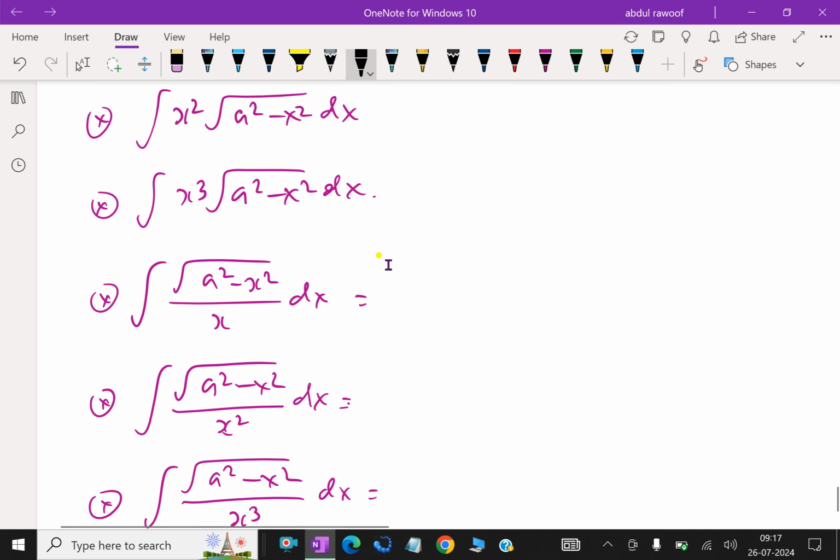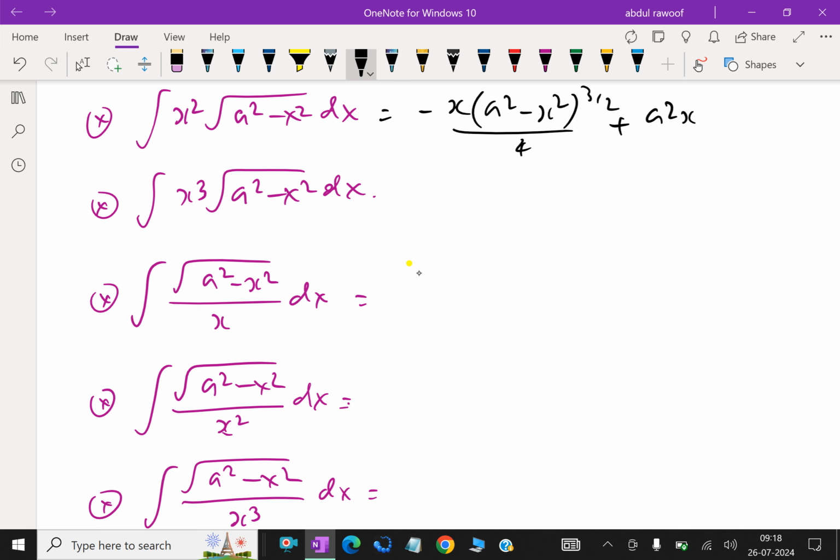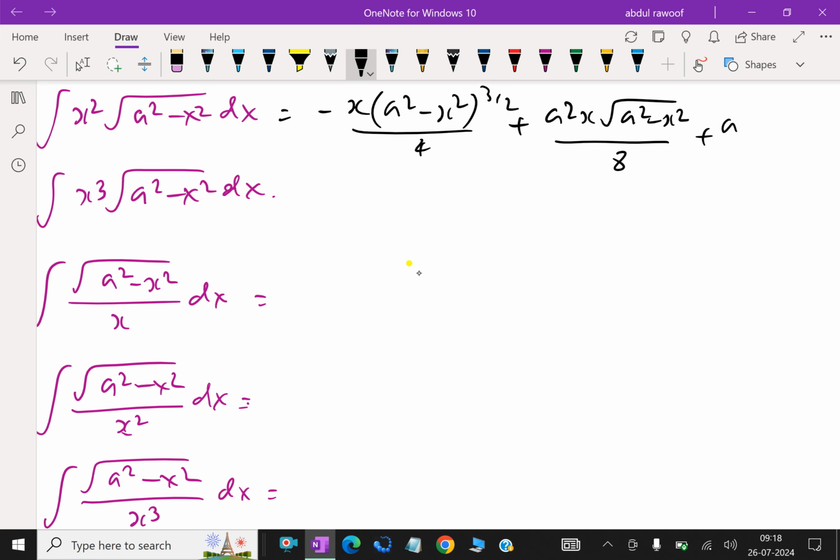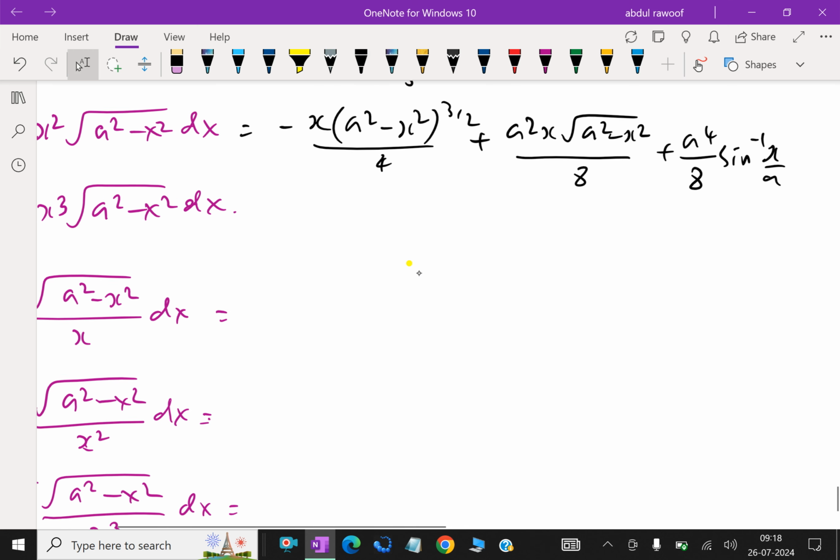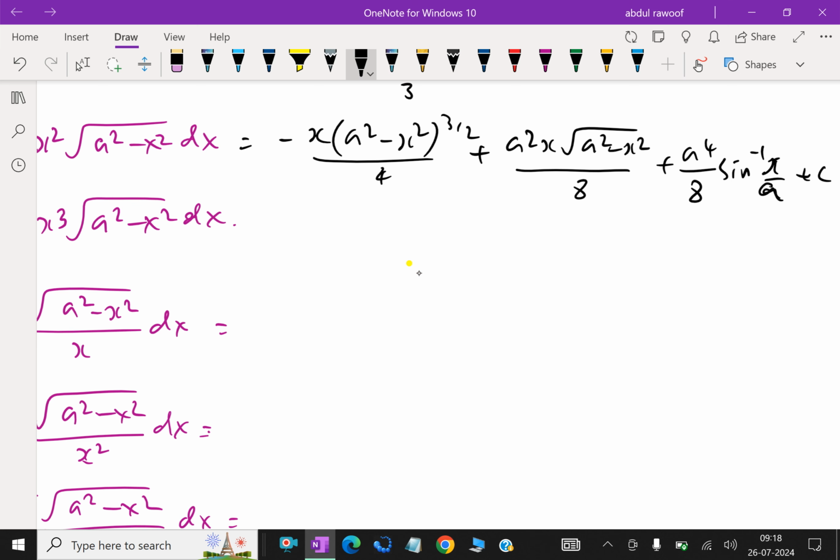Next one, integral x square into square root of a square minus x square dx. For this, minus x into a square minus x square to the power 3 by 2 by 4, plus x times a square times square root of a square minus x square over 8, plus a power 4 over 8 sine inverse x over a plus c.